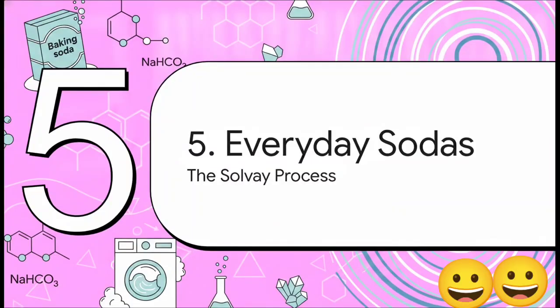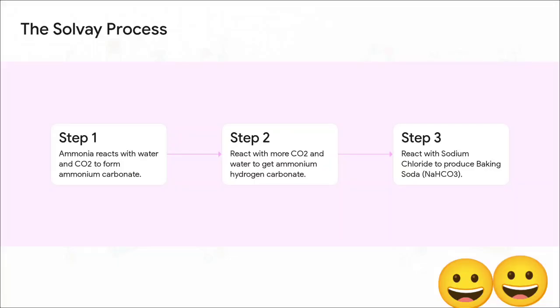Section 5. Baking and washing sodas, the Solvay process to everyday clean. So how do we get these super salts that we all have sitting in our houses right now? We use a multi-stage method called the Solvay process. It's a bit like cooking. First, you react ammonia with water and carbon dioxide. Then you take what you get from that and hit it with even more water and carbon dioxide. Finally, you take that whole mixture and react it with plain old sodium chloride.